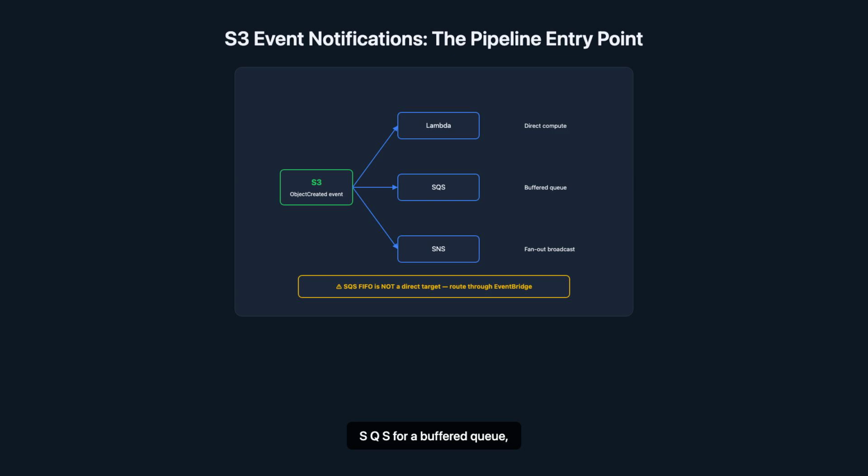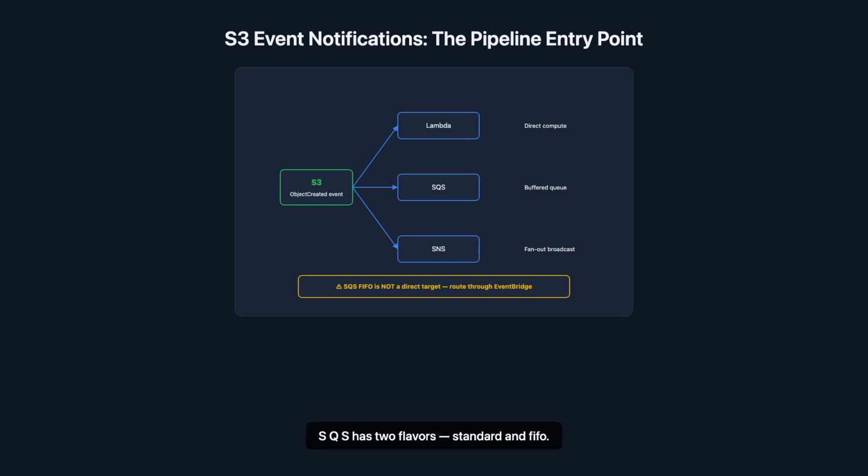SQS for a buffered queue, useful when you need to handle bursts or process events at a controlled rate. And SNS for broadcast fan-out when one event needs to go to many consumers. Now, one quick aside before the gotcha.